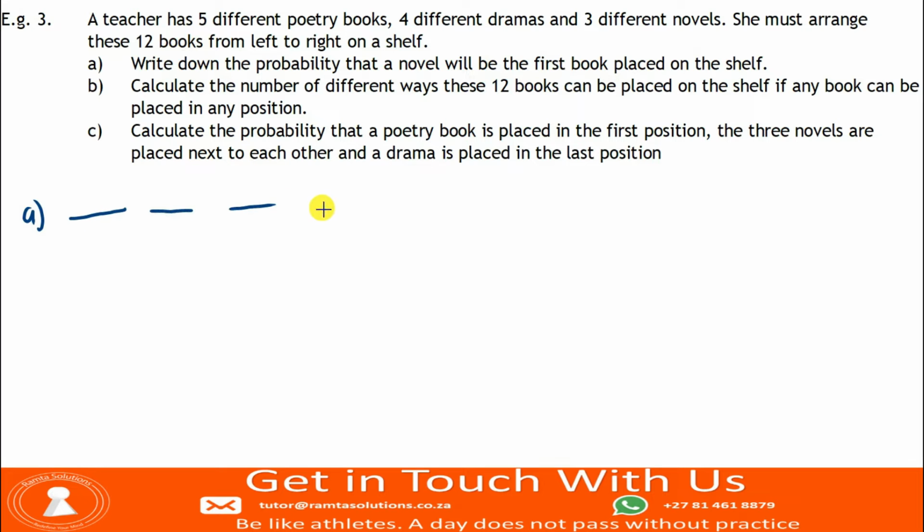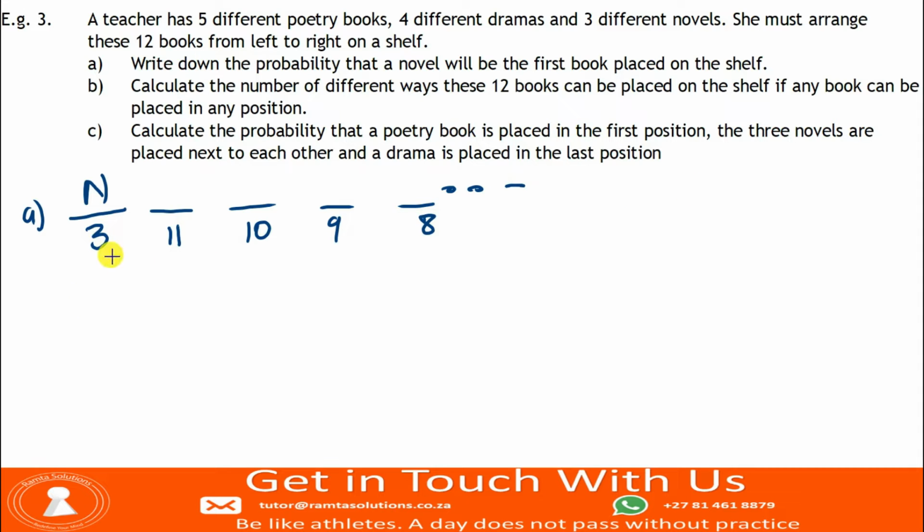1, 2, 3, 4, 5, and so on. So this is a novel. For a novel, we have 3 novels to choose from. So this is 3. Now, if you take one of the 3 novels, you are left with 2 here. However, since you've taken one of the books, you are now left with 11 other books. So this will be 11 for this here, 10, 9, 8, and so on.